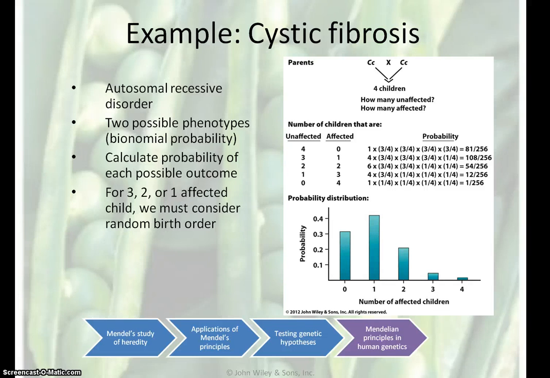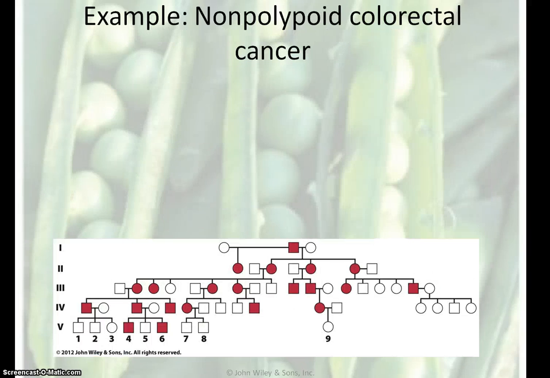Then we get into something a little bit more difficult. If you think about whether you're going to have 3 affected and 1 unaffected, or 2 and 2, or 1 and 3, you actually have to consider random birth order. Your book goes into this in a lot of detail. If you have 3 unaffected and 1 affected, you could have your affected child first, and then 3 unaffected. You could have an unaffected child, then an affected child, then 2 unaffected children. So the birth order matters when you're determining the probability, so you'll want to look at that in your book.